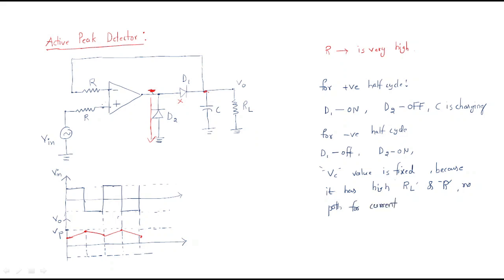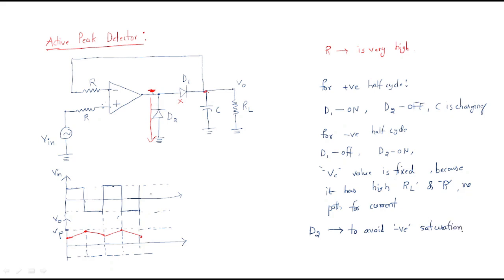Okay, so what is the reason for providing the D2? If there is no D2, what happened? Here the negative is there, here the positive is there. After some time what happened? After some time it will come to here and negative saturation will occur, then it becomes the minus V saturation. In order to avoid that, D2 is there, to avoid negative saturation.